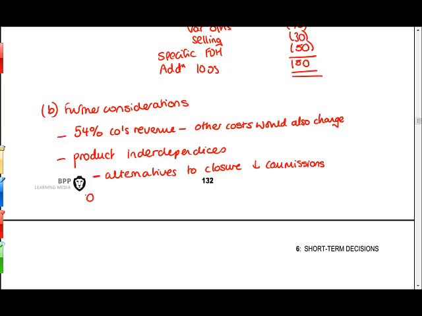There are costs associated with closure as well, which haven't been considered, and they would probably make it even more in favour of staying open. So, for example, redundancy costs, and also there might be asset write-offs and other capital costs associated with closure.